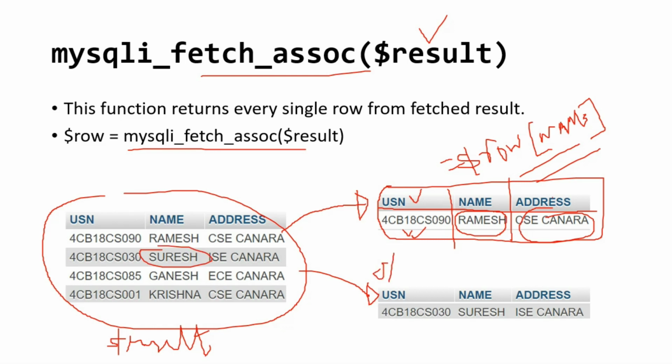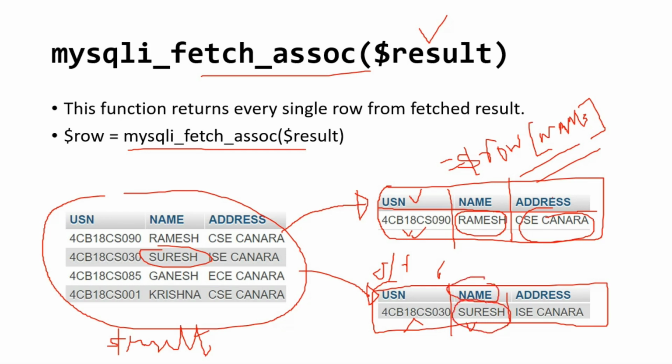So now $row is this array, with indexes USN, name and address and the respective values, right? Now if I use $row['name'], it will return the value Suresh. So this is how we can use it. Now if you want to continuously fetch every row one by one, you can use this entire statement within a while loop, right? We know that the number of rows here is 4.